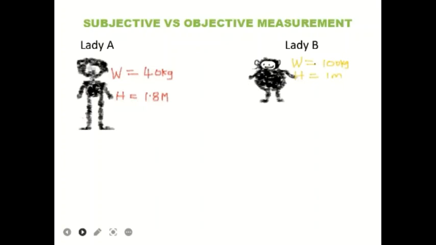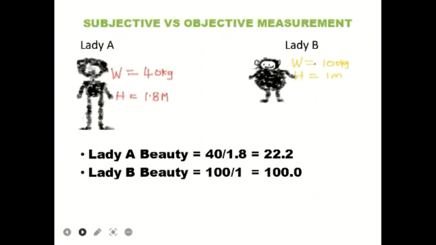But if it's objective measurement, going back to our rule, Lady A's beauty would then be weight 40 kg divided by height 1.8 meters, and the beauty of Lady A would then be 22.2. Going by the same rule, Lady B's beauty would then be 100 weight divided by 1 meter, the height, and the beauty is 100.0. So we ask again, who is more beautiful? Objectively, Lady B is more beautiful. No argument, because 100.0 is much higher than 22.2.